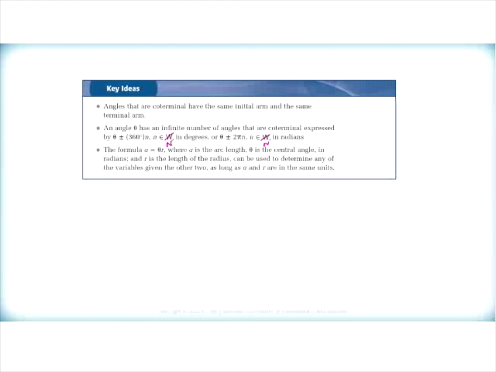The formula A is equal to theta times r, where A is the arc length, theta is the central angle in radians, and r is the length of the radius, can be used to determine any of the variables given the other two, as long as A and R are in the same units. Okay, that ends this particular lesson.